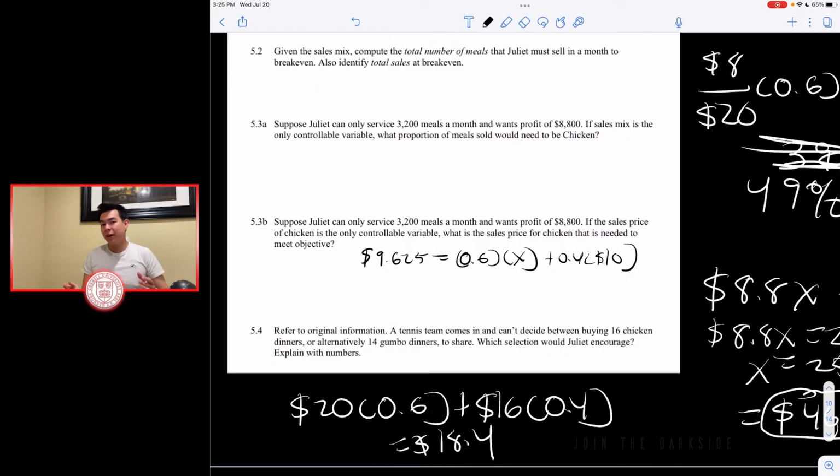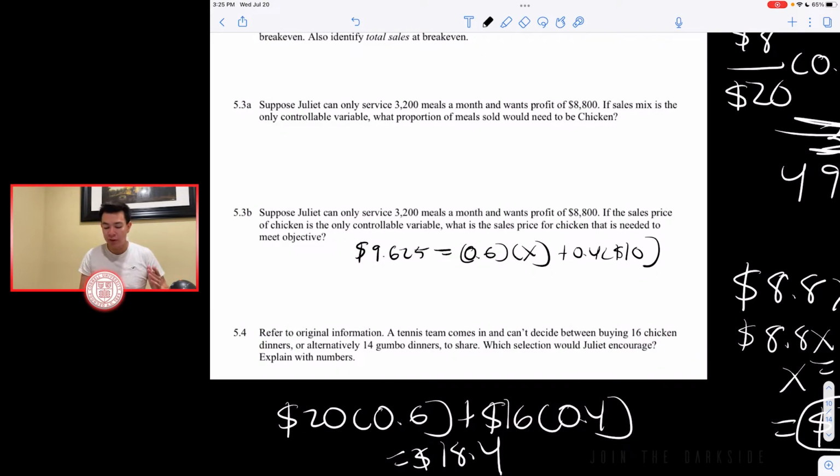Okay, so I was thinking about it for a bit, and as you can see, I wrote a little bit down here. I basically wrote an equation saying 9.625 equals 0.6 times x plus 0.4 times 10. I got the 9.625 from our previous question, which is the CM needed to make a profit of $8,800. But instead of changing the 0.6 and the 0.4 in this case, I am making the CM of the chicken the x factor, because we don't know that figure currently, because we need to change the price of the chicken to make more money.